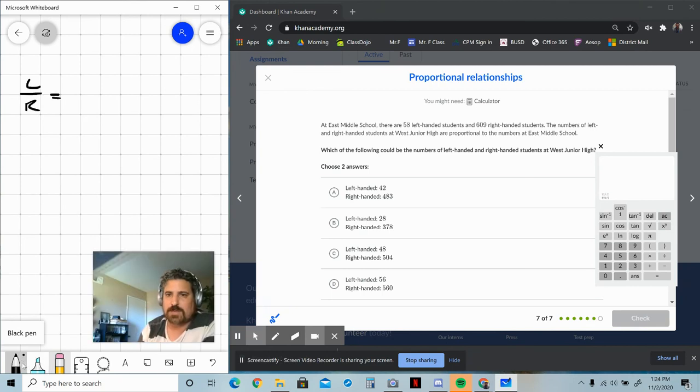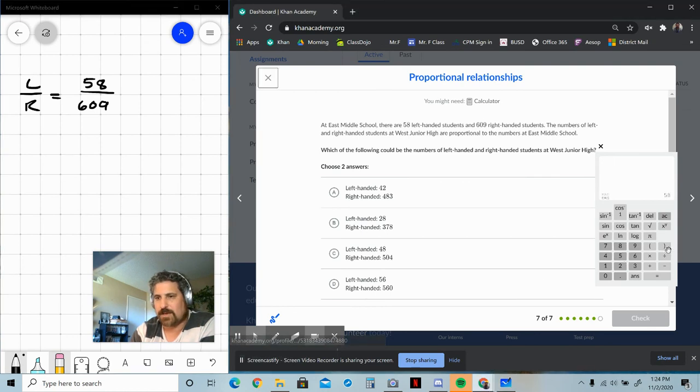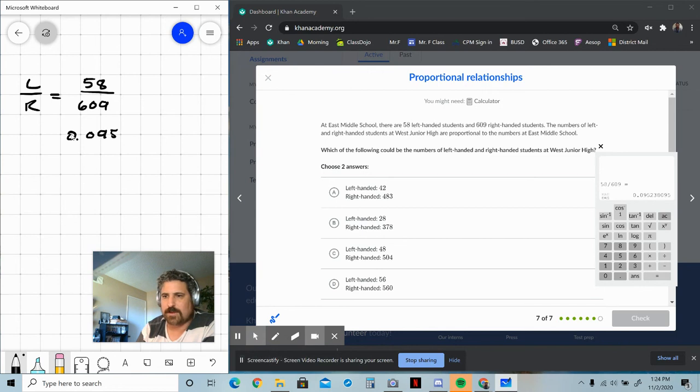The one that we're trying to match is the one up here that has 58 for left-handed and 609 for right-handed. So that's the ratio we're trying to match. What is 58 divided by 609? That's our constant that we're trying to achieve, which is 0.095238, and then 0.95. It looks like that's going to repeat. Let's see if we get that.